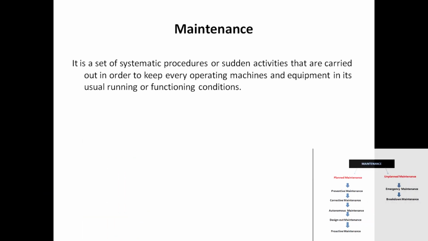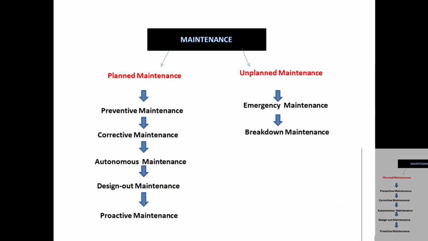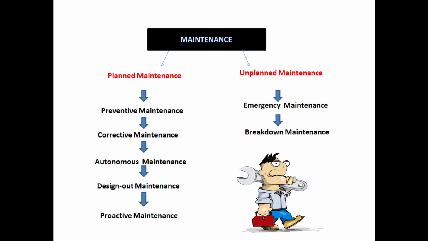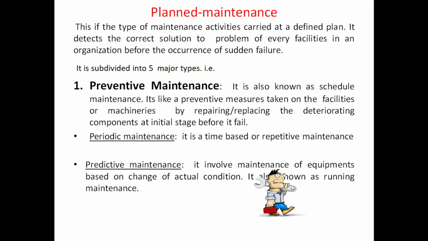It is subdivided into two major parts. The first is planned maintenance and the second is unplanned maintenance. Under planned maintenance, we have preventive, corrective, autonomous, design-out and proactive maintenance, whereas under unplanned maintenance, we have emergency maintenance and breakdown maintenance. So let's go into detailed explanation. The first one is planned maintenance. This is the type of maintenance activities carried out at a defined plant.